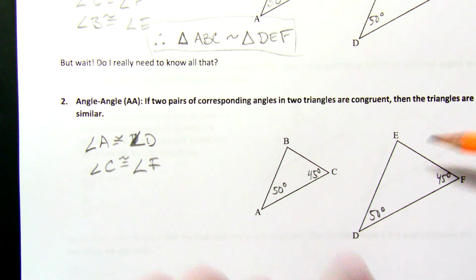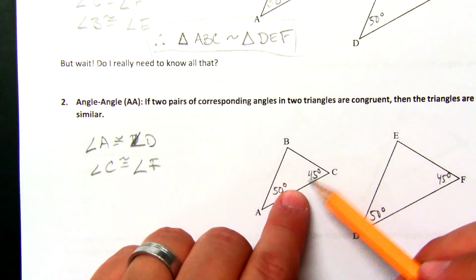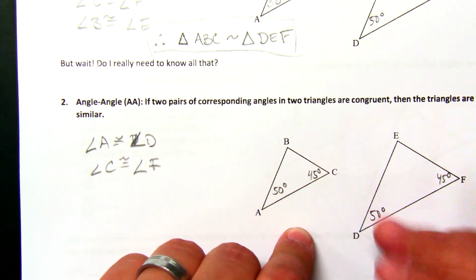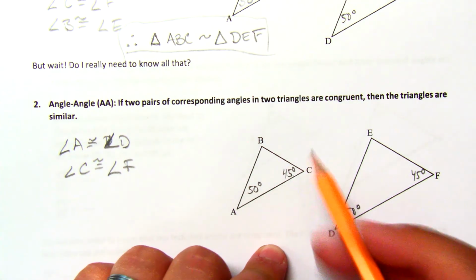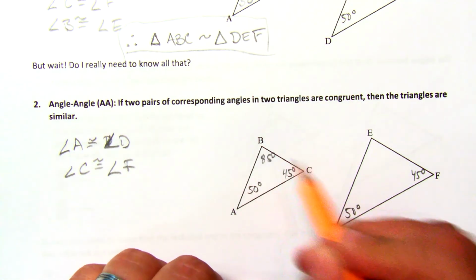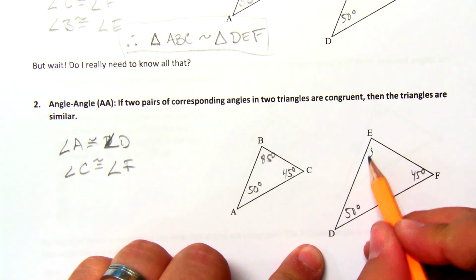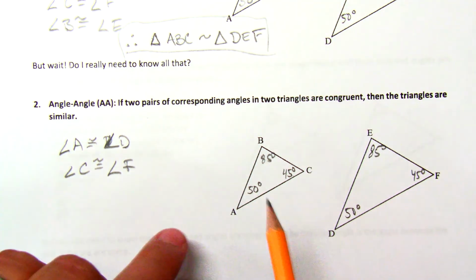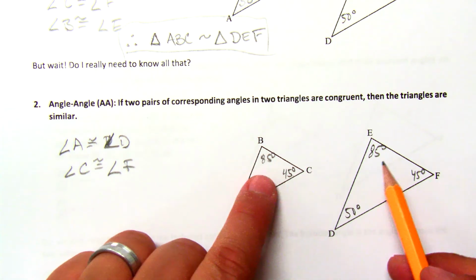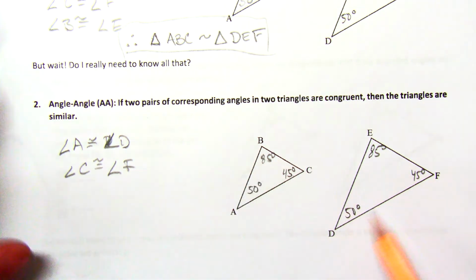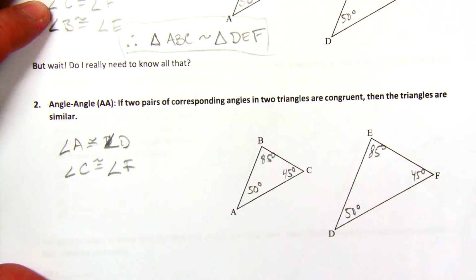Well, if I know that, then I know that the sum of the angles in a triangle has to be 180, right? We've done that plenty of times. So we know that with 50 and 45, this is going to have to be 85, and with 50 and 45, this is going to have to be 85 as well. So if I know two of the corresponding angles are congruent, then I know that the third one's going to be congruent as well. So I kind of get that B and E for free.